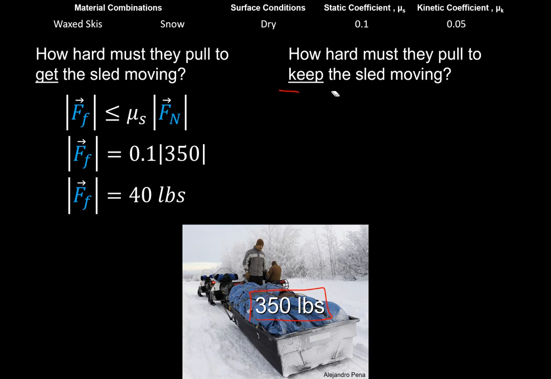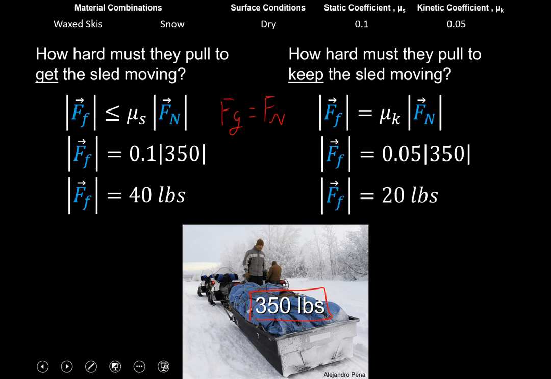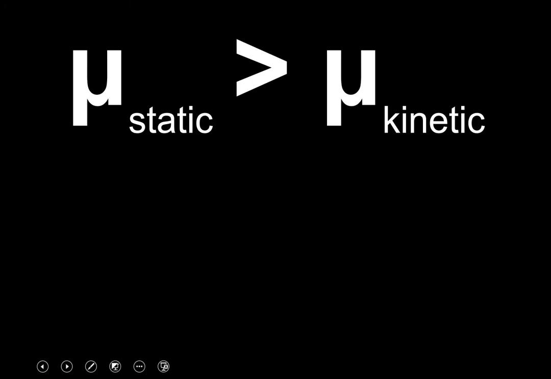So how hard to keep the sled moving? So you have to pull 40 pounds to get it to move. But once you get it to move, how much do you have to pull after it's moving? Hopefully it's less. That's the whole idea. Your kinetic friction is always less than your static friction. So again, your force of normal doesn't change, because again, force of gravity equals force of normal as long as there's no incline, and then you just use your kinetic coefficient. So it takes less. So once you get that initial pull, you can drop it down a little bit. So your static friction is always greater than your kinetic friction.